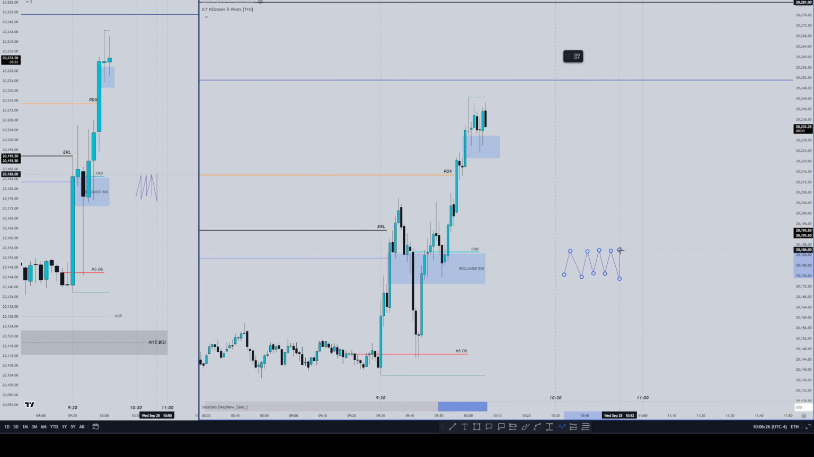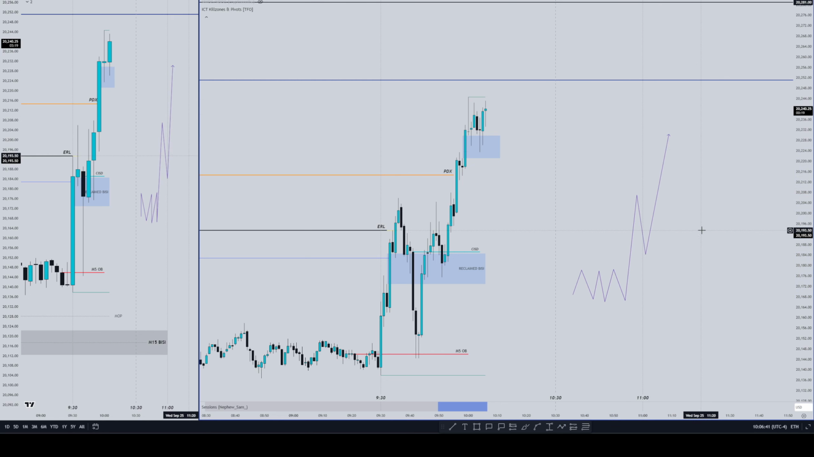So if we're consolidating before 9:30 and then 9:30 manipulates away from the draw, well, what kind of entry are you going to get? Most times a breaker entry. If we're consolidating before 9:30 and then we expand towards the draw, what kind of entry are you going to get most times? Continuation, retracement down into discount. And that's sauce right there.